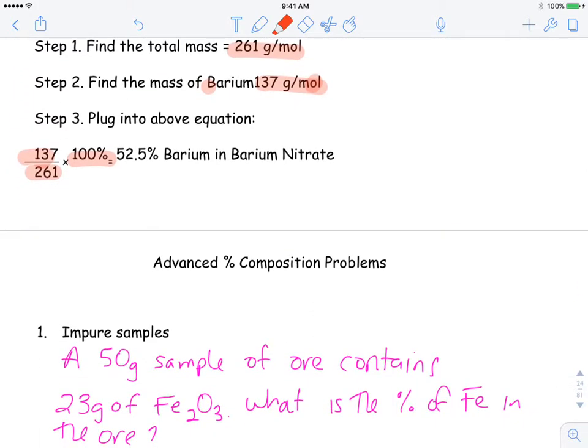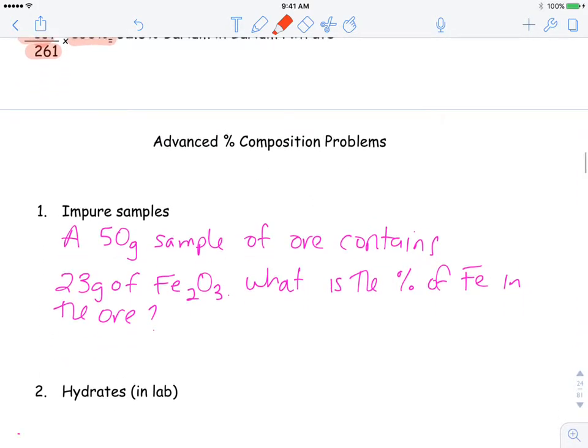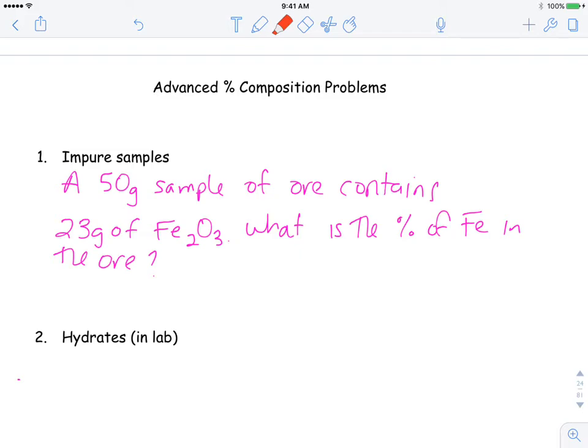But then we could do something more advanced. I could give you an impure sample, like a 50-gram sample of an ore. An ore is basically a nice rock that contains minerals in it, contains compounds. So I say, you got a 50-gram sample of this ore. It contains 23 grams of iron oxide, iron 3 oxide. What's going to be the percent of the iron in the ore?